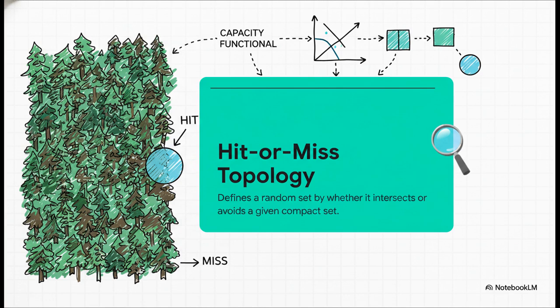We simply ask, does our random forest canopy intersect our test region? If there's a leaf inside the hoop, it's a hit. If it falls straight through to empty ground, it's a miss. By doing this mathematically thousands of times across tons of different test regions, we build a capacity functional. And that's basically just a master blueprint of how chaotic and dense the forest truly is.